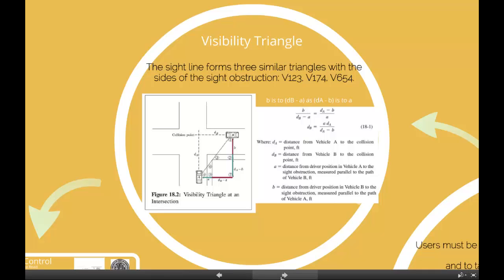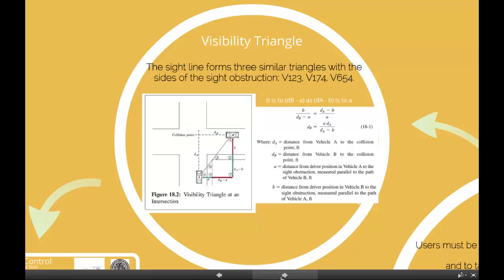Sight distances must be analyzed to ensure enough sight for users to judge and avoid conflicts. Sight lines can easily be obstructed by buildings or other features located on or near the corner, and by curves in the geometry of the road. This figure illustrates a visibility triangle at a typical intersection. At the point where the drivers of both vehicles first see each other, Vehicle A is located at a distance dA from the collision point, and Vehicle B is located at a distance dB.